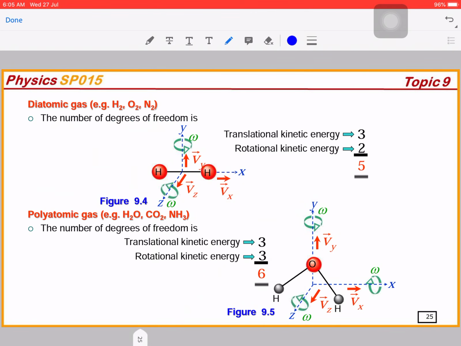Later in the question they will give you the type of gas, so you need to identify whether it is a monoatomic gas, diatomic gas or polyatomic gas. So you can check this one, try to memorize it.